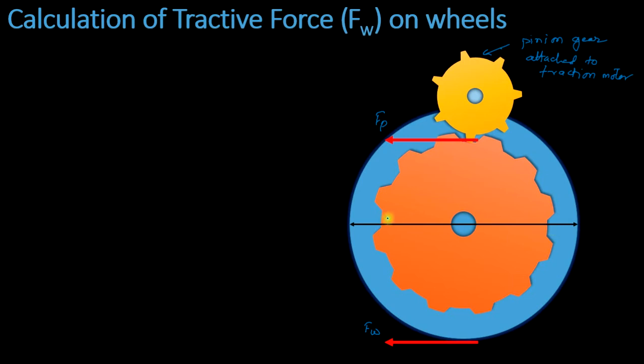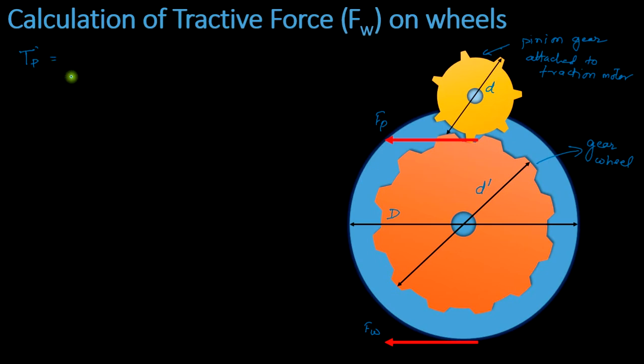Let us assume that capital D is the diameter of the wheel, small d dash is the diameter of the gear wheel, and small d is the diameter of the pinion wheel. Let us start with the derivation process.